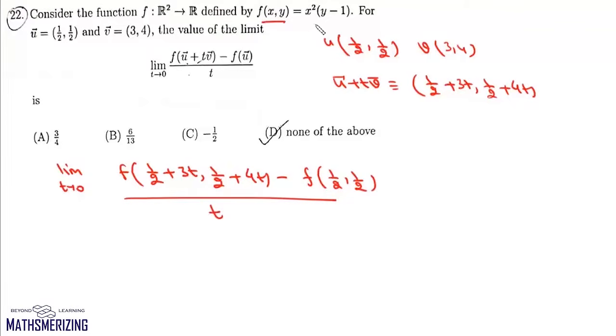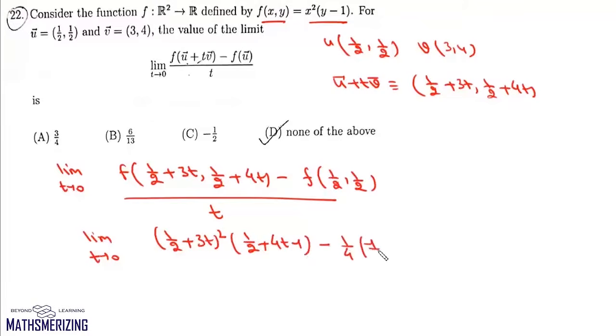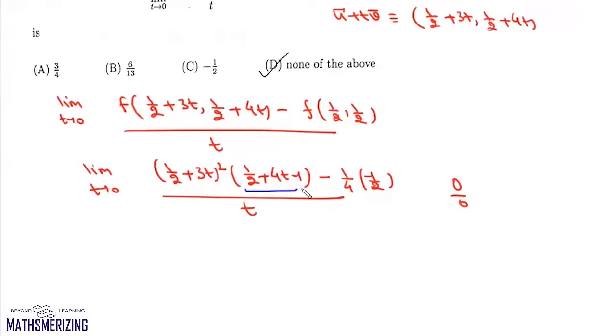Now f(x, y) is x square into y minus 1. So we can write this as the limit as t tends to 0 of [(1/2 + 3t) whole square into (1/2 + 4t minus 1) minus (1/4 into minus 1/2)] upon t, which is 0 upon 0 form. Now before taking L'Hopital's rule, we'll write this as 4t minus 1/2.